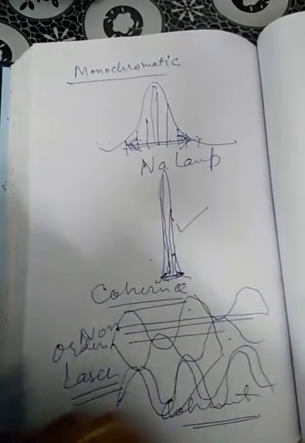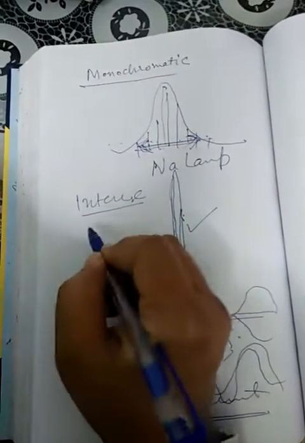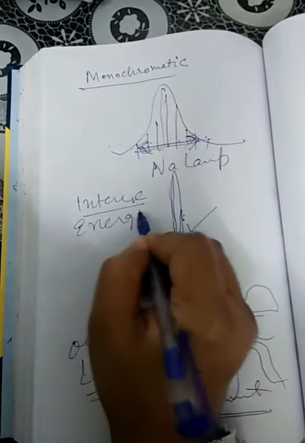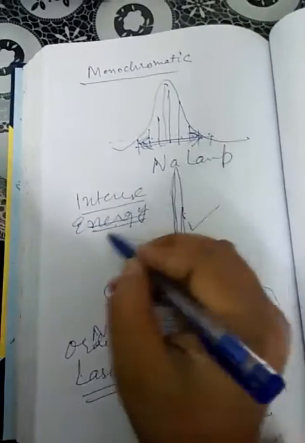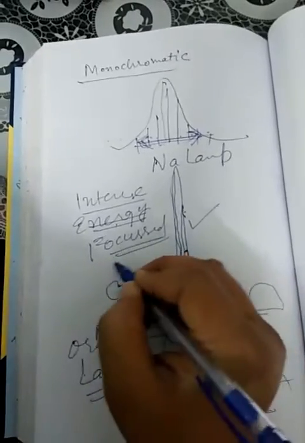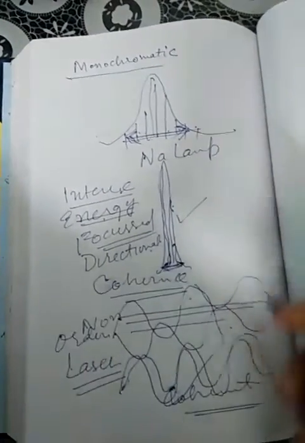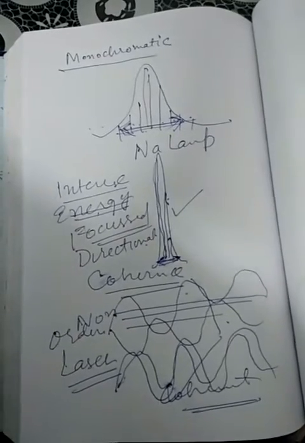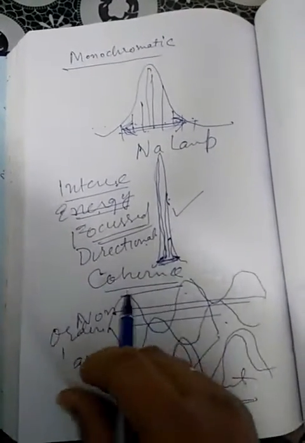Then due to these properties, the other properties are possessed. Due to monochromaticity it is very intense, and due to that intensity it has high energy. Due to coherence, it can focus at a very small point, and once it gets focused, it has a particular directionality. All these properties possessed by the laser make it different from the ordinary source of light. Now let us explain the details of laser.